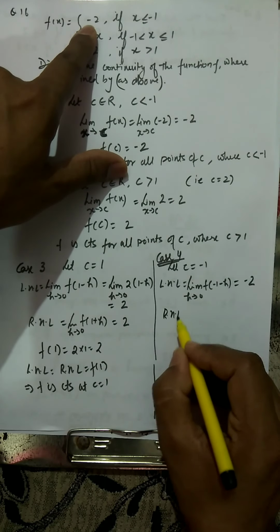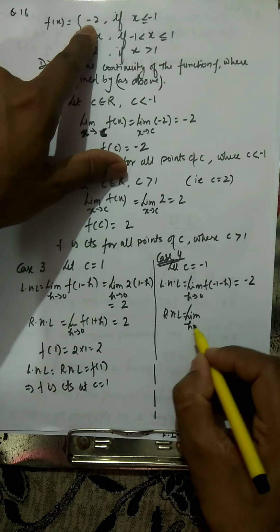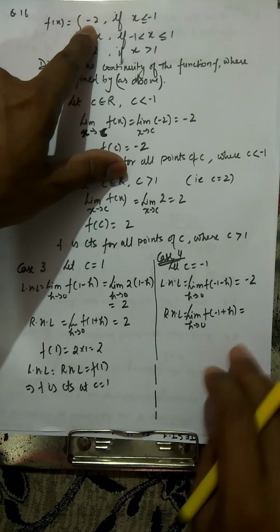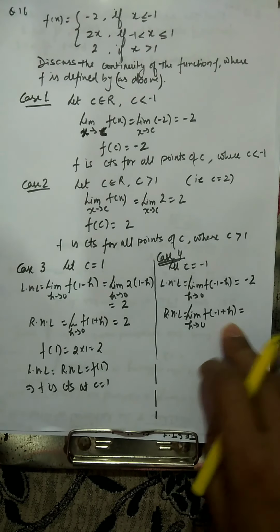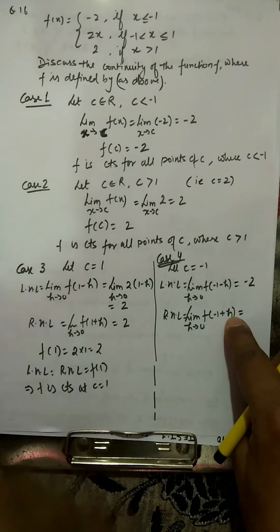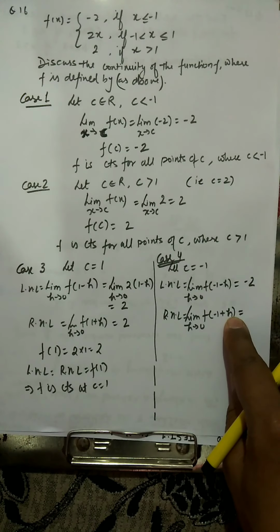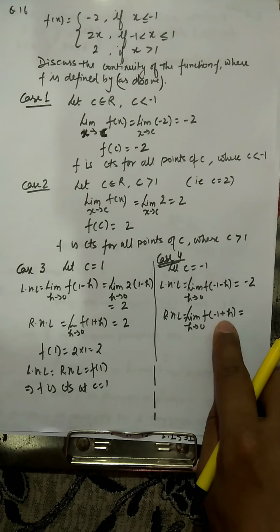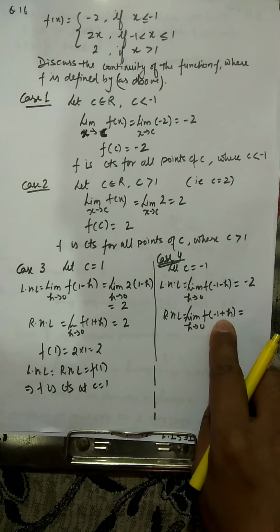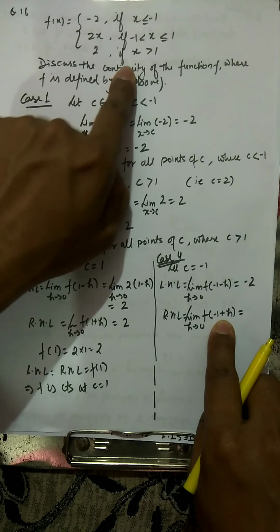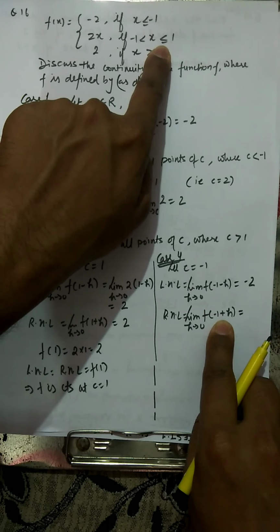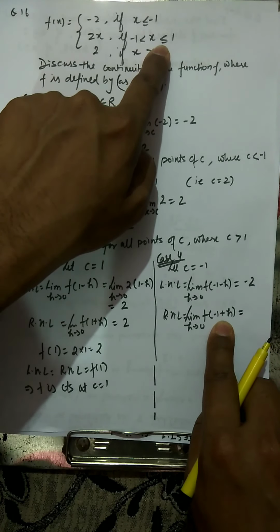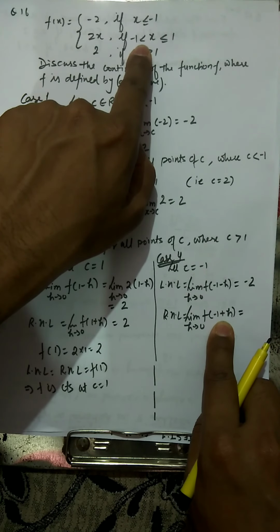And the right hand limit will be limit h tends to 0 of f of minus 1 plus h. Now here is an important thing that you should note down: minus 1 plus h means that to minus 1 you are adding some positive number. So for the time being, take h as 0.1. Then this value will be 0.9, and 0.1 is less than 1, so this is greater than minus 1.